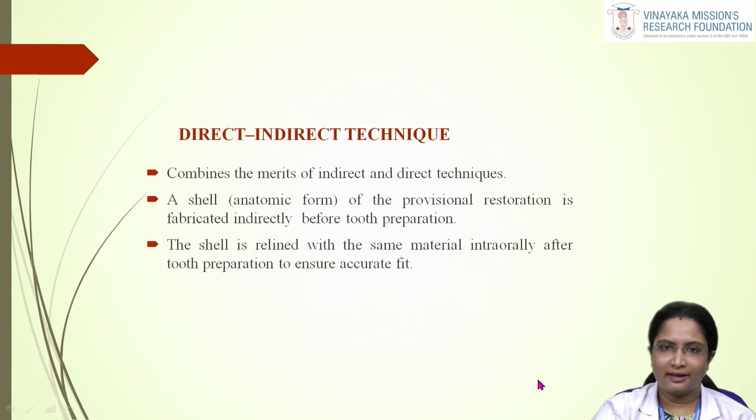Next will be the direct and indirect technique. So this is a combination of both techniques. We use both the patient's oral cavity and the cast for fabricating a temporary restoration. So here a shell is fabricated using the cast, and over that in the patient's mouth we are adding acrylic resin or a provisional restorative material. We are relining it, placing it in the patient's mouth and fabricating a final restoration.